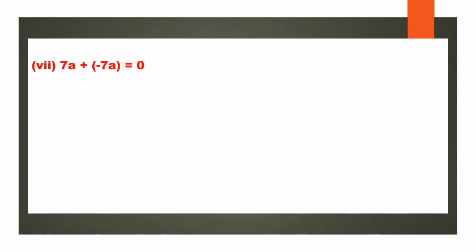Here is your next question. 7a plus minus 7a equal to 0. Here 7a, 7a both are same, but they are in opposite symbols. This is plus 7a and this is minus 7a. Just now we discussed, opposite means you should say inverse. Here the symbol used is addition, so additive inverse is 0.